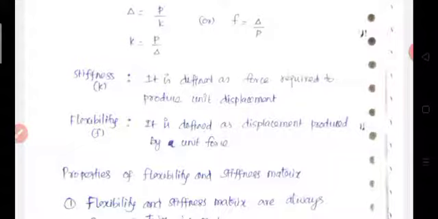Then what is meant by flexibility? It is defined as the displacement produced by a unit force. Again, force includes both force and moment. Displacement means translation and rotation, that is deflection and rotations.